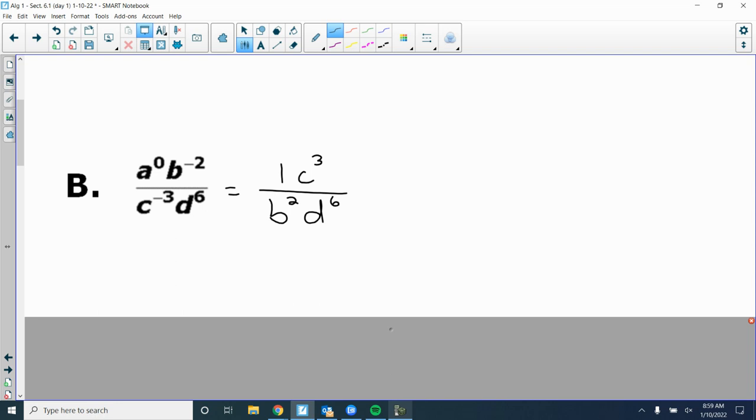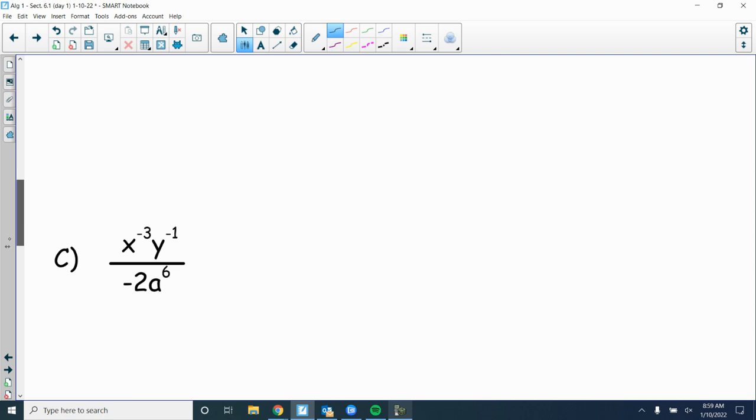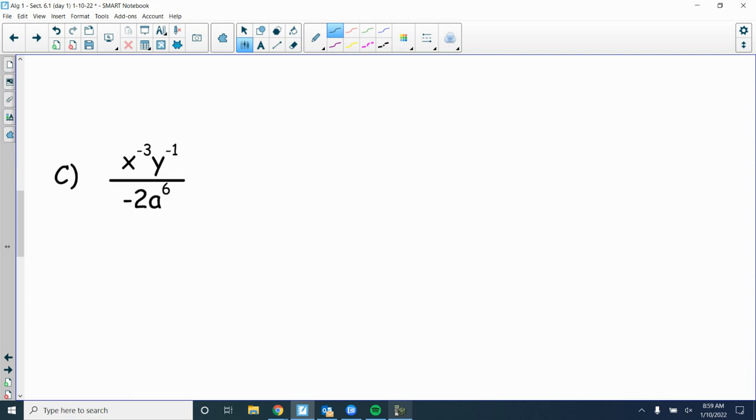All right. Let's take a look at C. Only exponents. X to the negative third. Y to the negative first. All right, that's a negative 2. Is that an exponent? It stays. A to the 6. Is that positive? So it has to stay in the bottom. What's going to be left in the top? Nothing. If there's nothing left in the top, we still have to put something there. What do we put there? A 1. A 1. So put a 1.